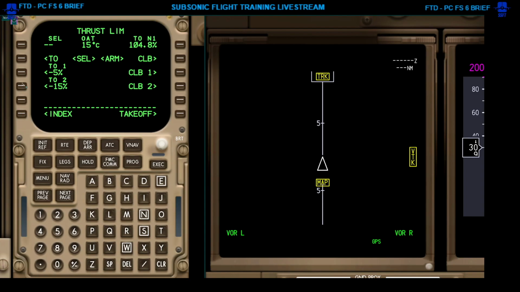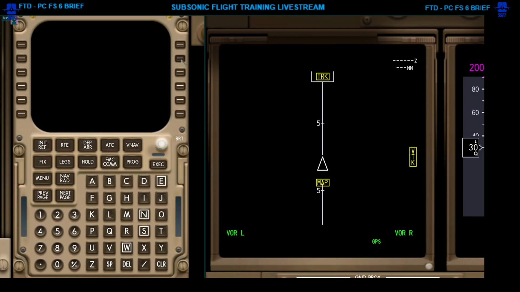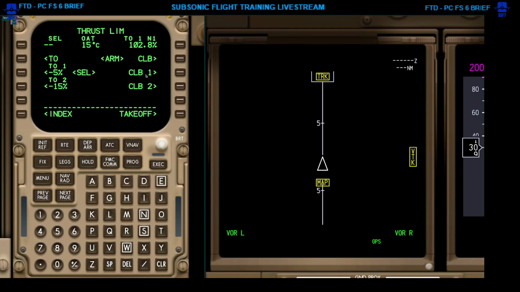Again, you'll notice if you select TO1, climb 1 will arm, but you can change it to climb if you don't want climb 1. Or if you had some kind of obstacle requirement that you don't use climb 1, you use climb, then you can change it from climb 1 to climb, and then climb would be armed. If you go to TO2, again, it'll arm TO2 thrust and climb 2 thrust. But if you don't want that, you can always change it to whatever climb thrust you want.